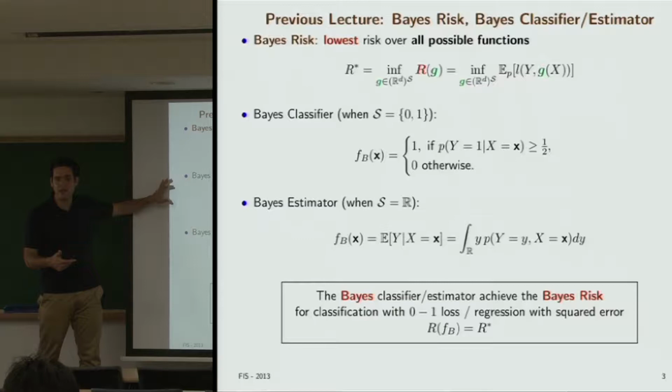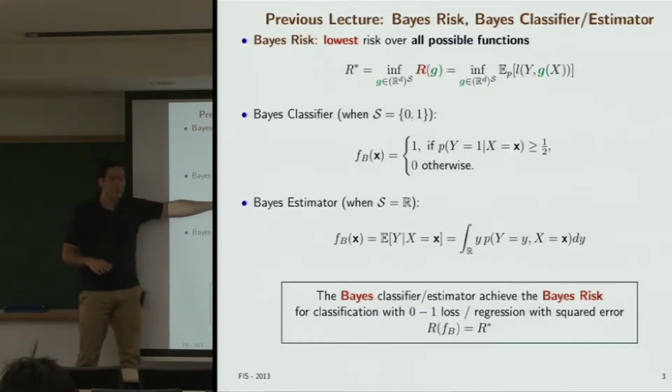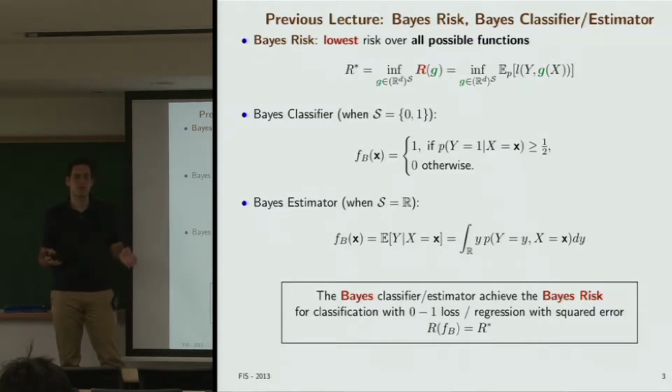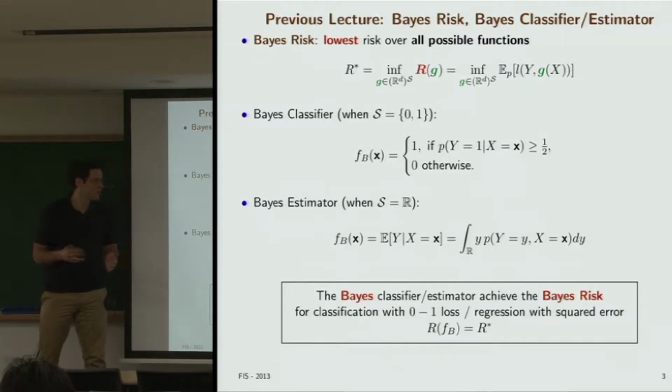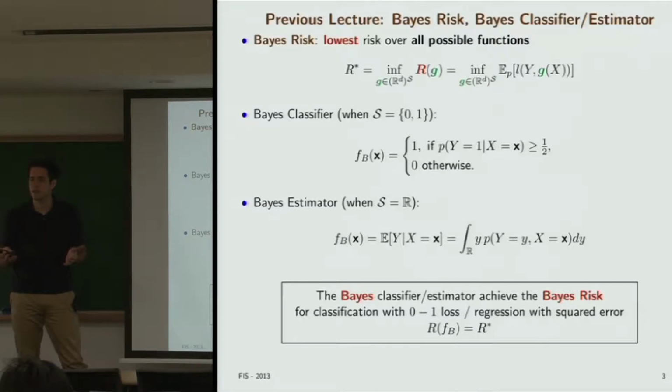And what is the Bayes classifier? Well, it's simply the function which to an x assigns a 1 if the conditional probability that y is 1 given x is bigger than 1/2, and it's 0 otherwise. This formula is really, really simple. I'm sure you have all understood it, but it's really fundamental.